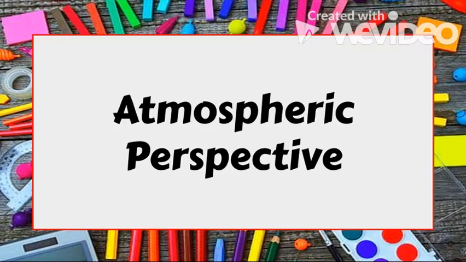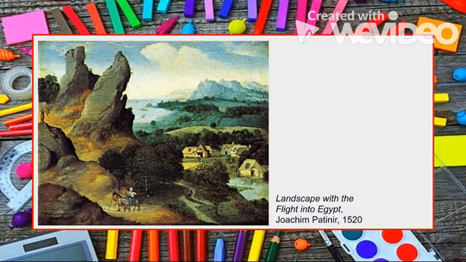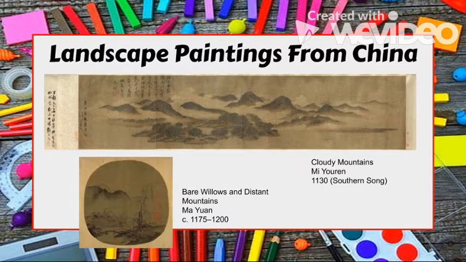Atmospheric perspective is when there is no vanishing point on the horizon line. The artist uses color and the size of objects to show depth. Objects that are far away get smaller and lighter in color. This can be seen as far back as the 8th century with Chinese landscape painters.